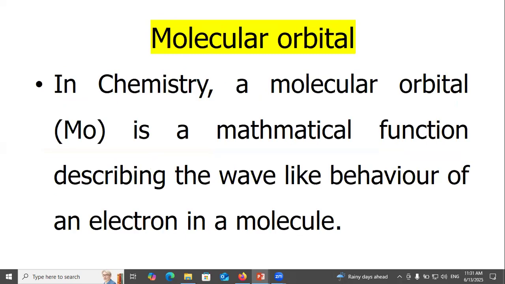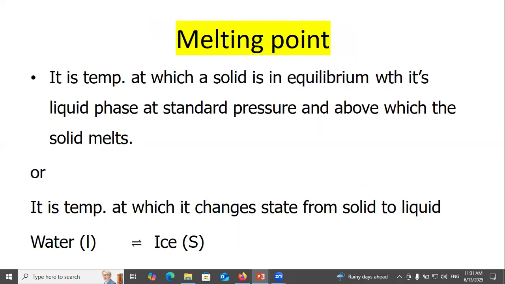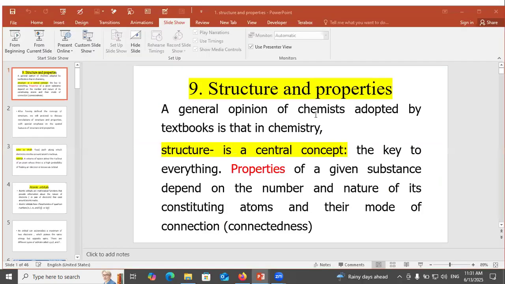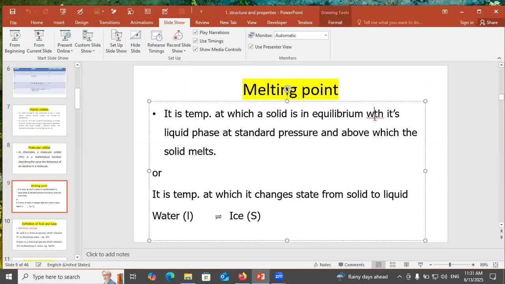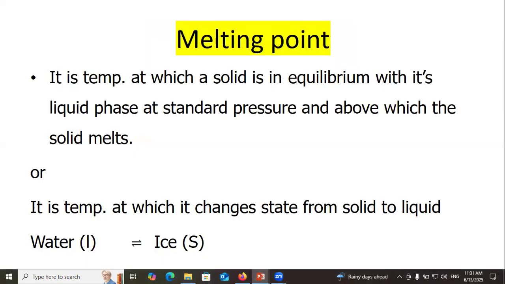Molecular orbital. In chemistry, a molecular orbital is a mathematical function describing the wave-like behavior of an electron in a molecule. Melting point: it is the temperature at which a solid is in equilibrium with its liquid. It liquefies at standard pressure, above which the solid melts, or it is the temperature at which a substance changes state from solid to liquid, like ice to water.